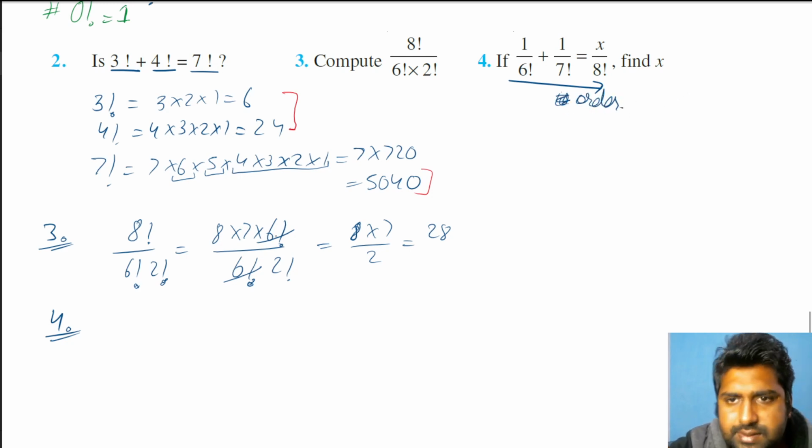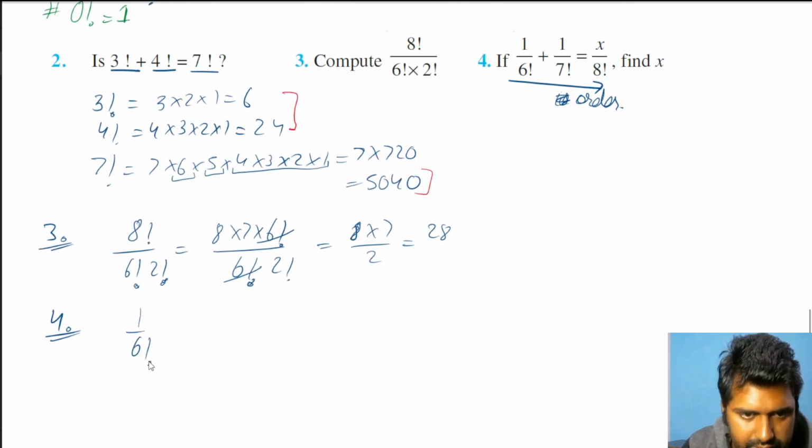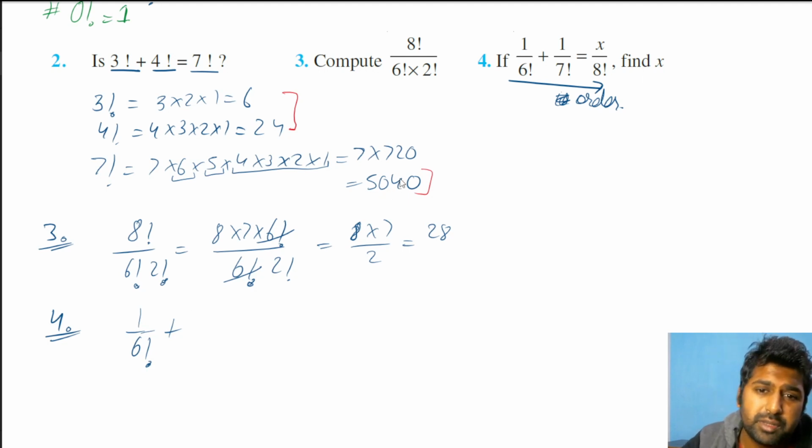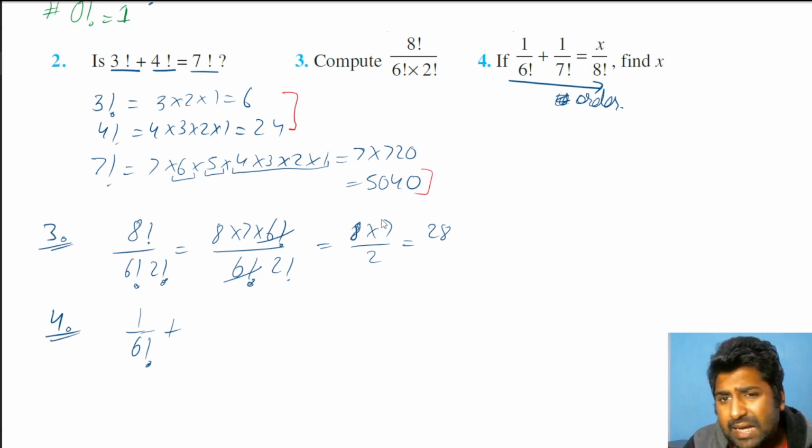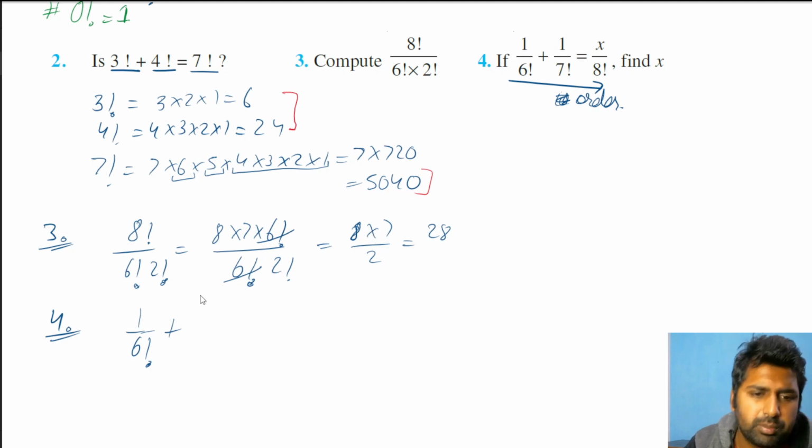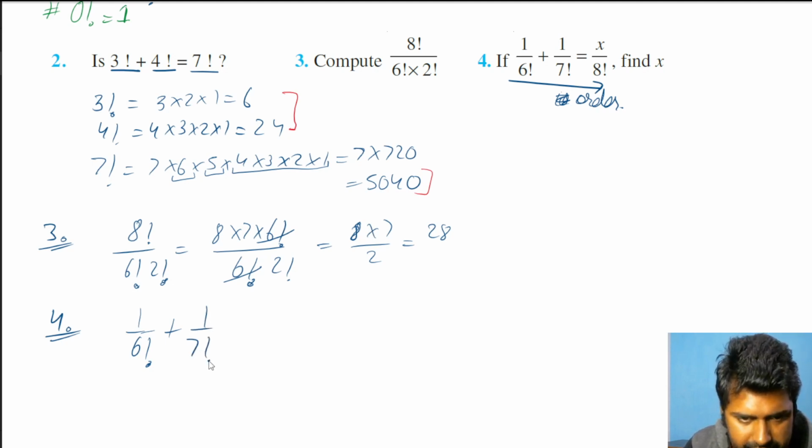Okay, how to solve this? First of all, let's write down the question. 1 upon 6 factorial. One method is literally calculate 6 factorial, 7 factorial, 8 factorial. Now pretty much I think you know 7 factorial was already 5040, 8 factorial will be even more. And now taking LCM and everything, it will become very complicated. So let's do it smartly.